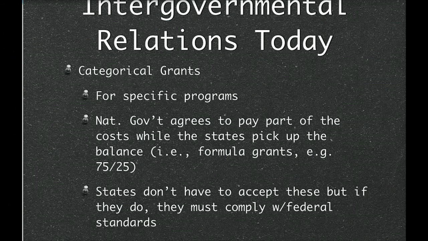Now the first type of grant that we'll look at are what we call categorical grants. And categorical grants are appropriated by Congress for specific purposes: highway or airport building, welfare, school lunches, etc. These grants usually require the state to match or put up money. Now sometimes it is 50-50, sometimes it's 80-20.